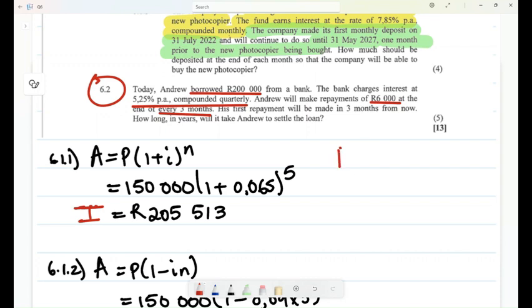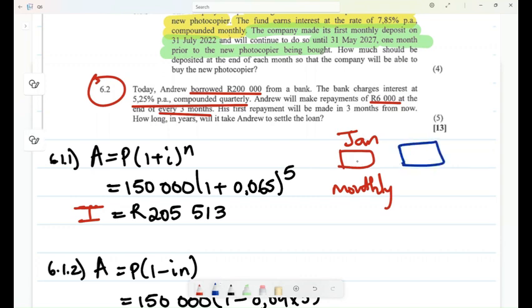Remember, let's talk about loans. If you take a loan now in January, and you pay monthly, the first payment should come in February. You do not pay immediately after taking a loan. Now you are broke, so how are you going to pay? So you're going to start making the first payment when? In February. All right, this is normal.